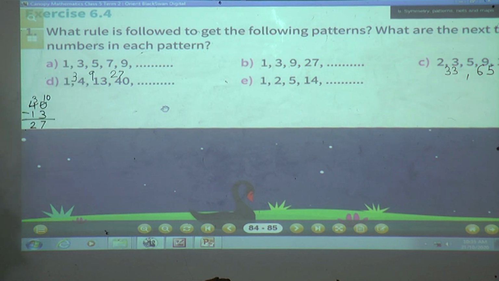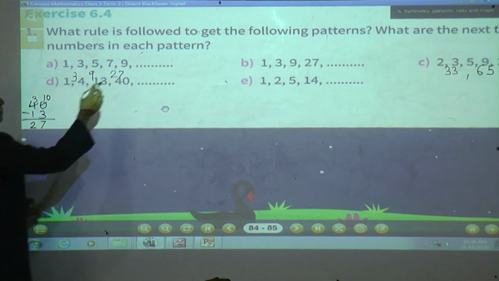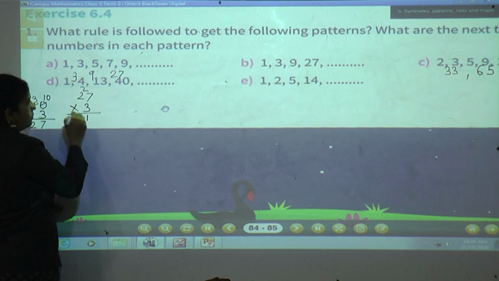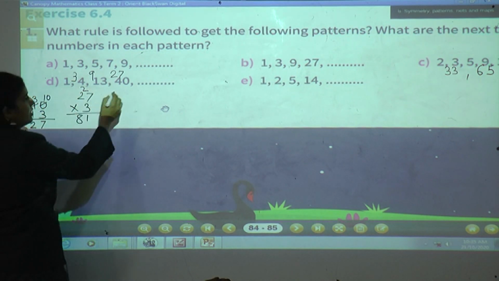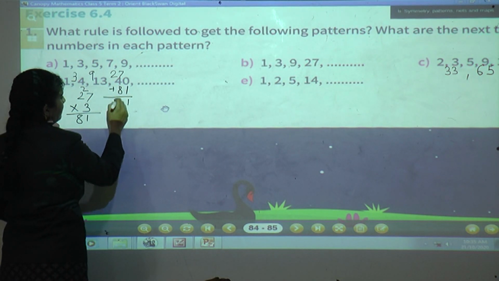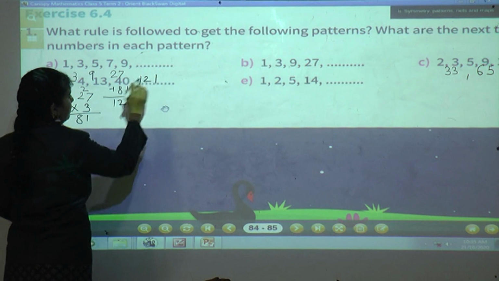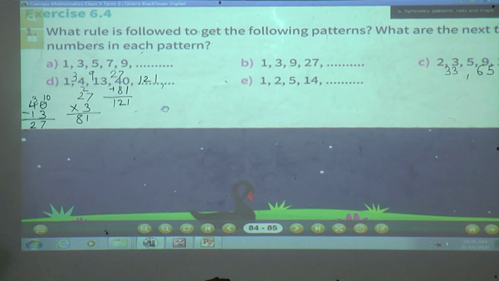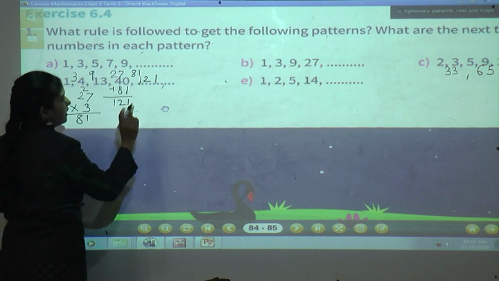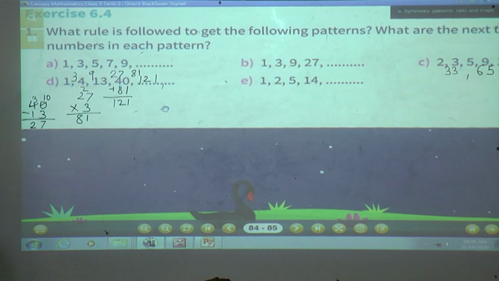Now tell me, next number, what will come here? Multiply 27 by 3. The multiplication is 81. So you just add here 81. Your answer will be 121. Okay. Now here is the 81. So multiply again 81 by 3.